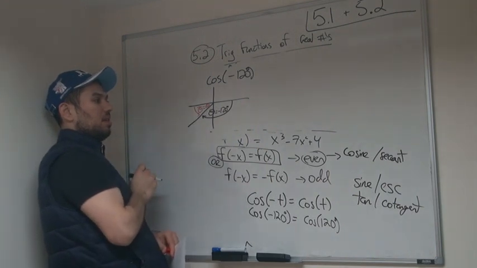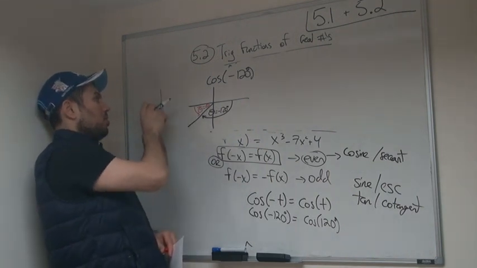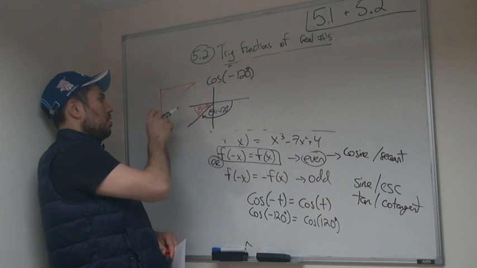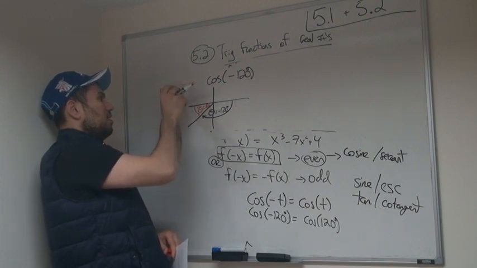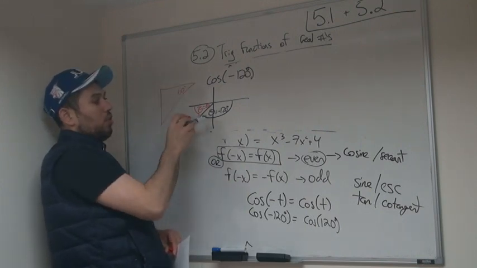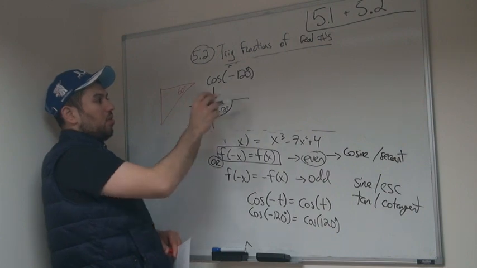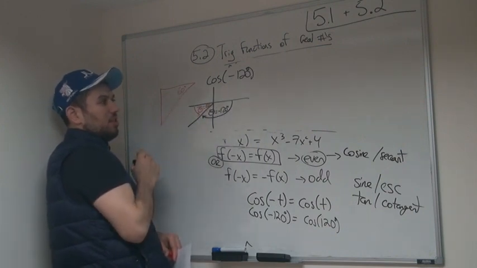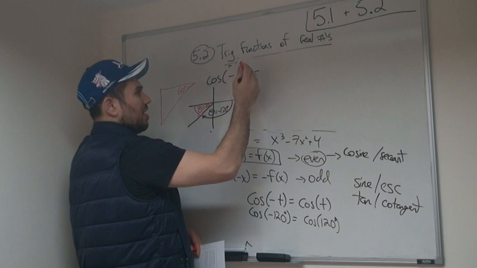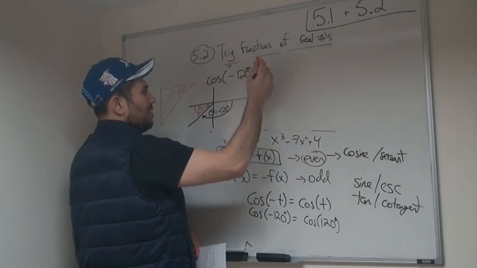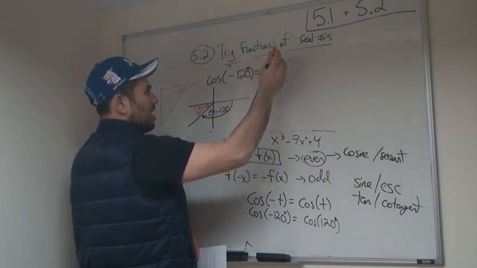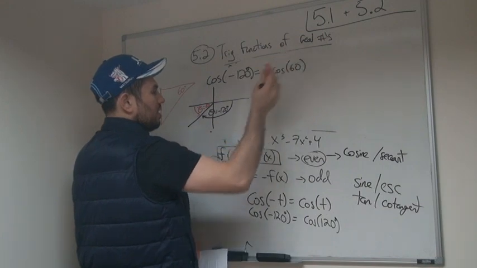60. So my reference triangle is 60 degrees here. And I know in quadrant 3, all students take tangent is positive. So cosine of negative 120 is going to be minus cosine of the reference angle 60.